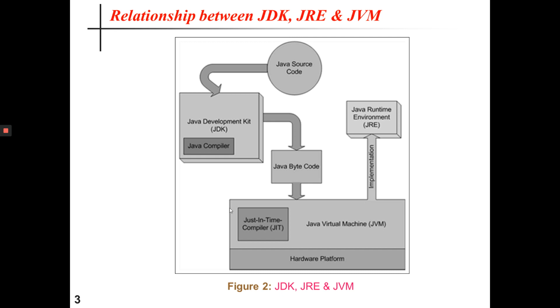So basically, in essence, JDK is having JRE plus the different tools like Javac, Javadoc, and Java debuggers. While JRE contains JVM, so in that sense, JDK is the superset of all because JDK contains JRE and JRE contains JVM. So that is the relationship between JDK, JRE, and JVM.